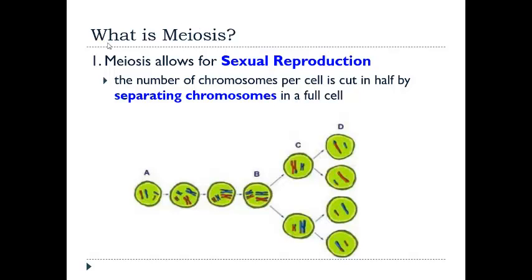So what is meiosis? Meiosis allows for sexual reproduction. The number of chromosomes per cell is cut in half by separating chromosomes in a full cell. So in this case, if we start with a human, we have 46 chromosomes in our cells. Every cell in your body has these except for your sex cells. And we have these homologous pairs of chromosomes in it. There's one there, those two that are similar size, and we have this other pair here. Notice they're different colors. That's supposed to mean one comes from your mother's side, one comes from the father's side.